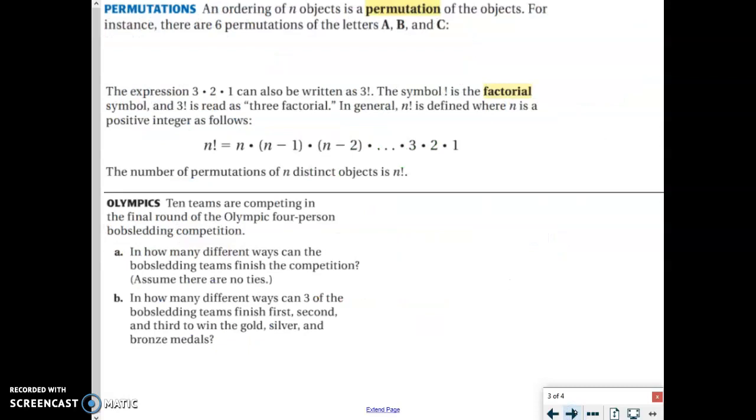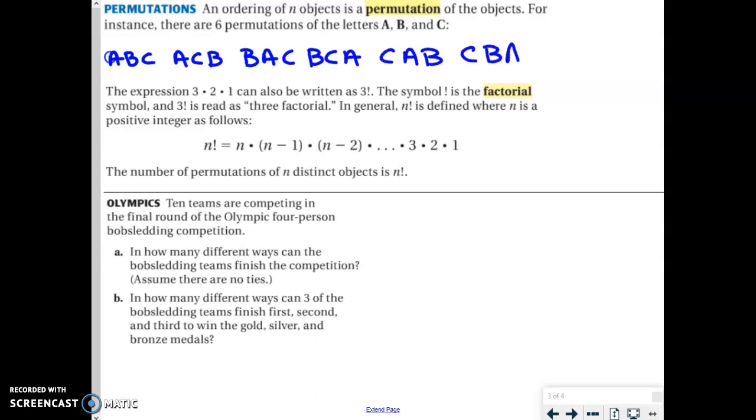So now we're going to talk about permutations. Permutations, ladies and gentlemen, are specific orders for different groups. So for instance, if you're given 3 letters A, B, and C, like we saw before, there are 6 permutations for that. We have ABC, ACB, BAC, BCA, CAB, and CBA. Each one of those is a unique order for those specific 3 letters.